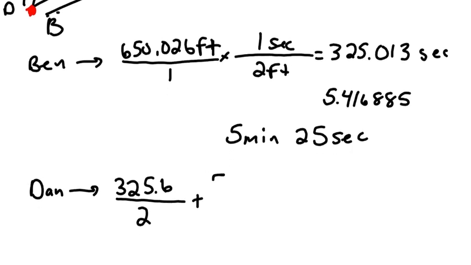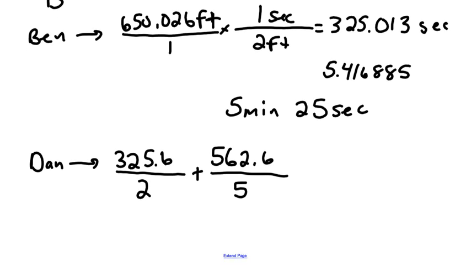562.6. He walked 562.6 feet on the sidewalk, and there he traveled at a rate of 5 feet per second. So when we do this, you can just plug that all in your calculator all at once, and you end up getting 275.32. Okay, that's what I got.